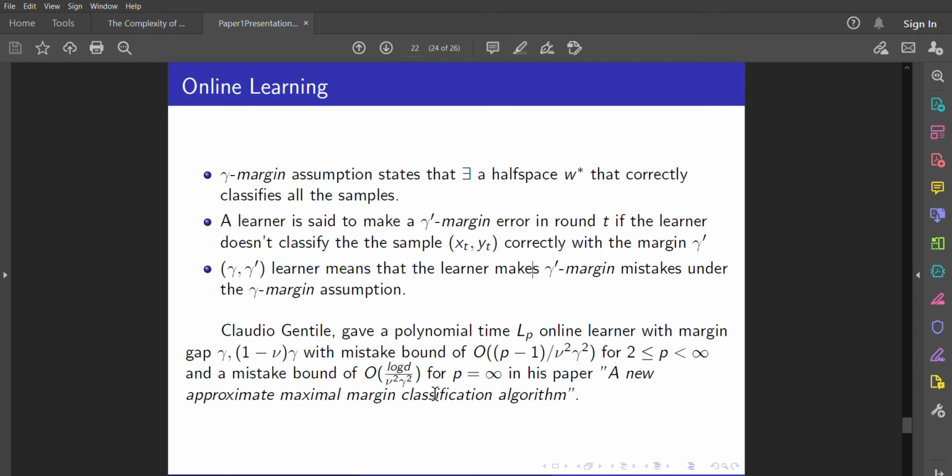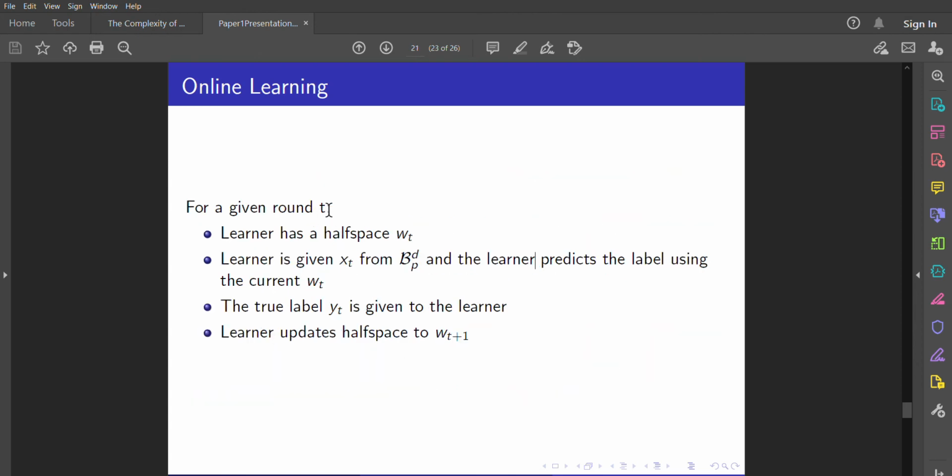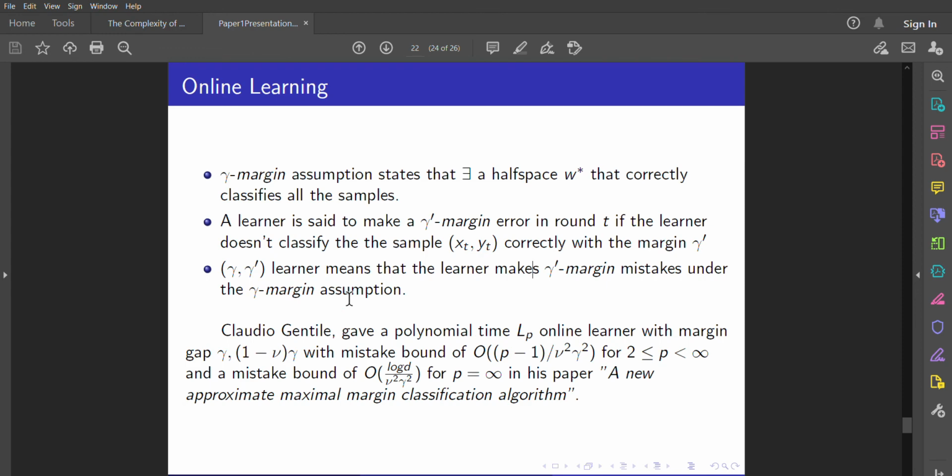Coming to gamma prime margin error, a learner is said to make a gamma prime margin error in round T if the learner doesn't classify the sample XT, YT correctly with the margin gamma prime. Also, the number of rounds is at most m, where m is the number of mistakes that our learner can make. Now that we have introduced gamma prime margin error, a gamma prime learner means that the learner makes gamma prime margin mistakes under the gamma margin assumption.